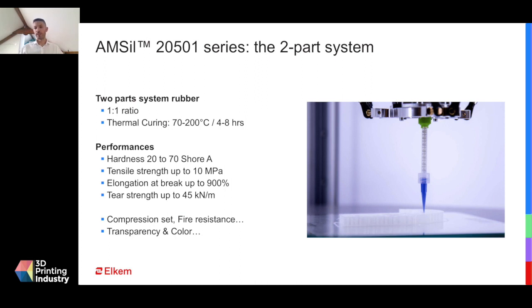and we provide today products with 50 and 70 Shore. The mechanical properties go up to 10 MPa regarding the tensile strength, and elongation at break up to 900%. They also present very good compression set and good fire resistance, and these products are mainly transparent, but you can also color them.